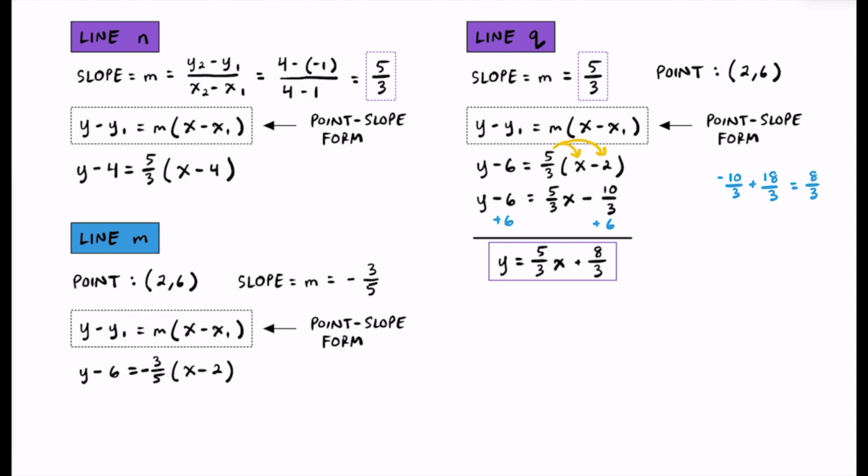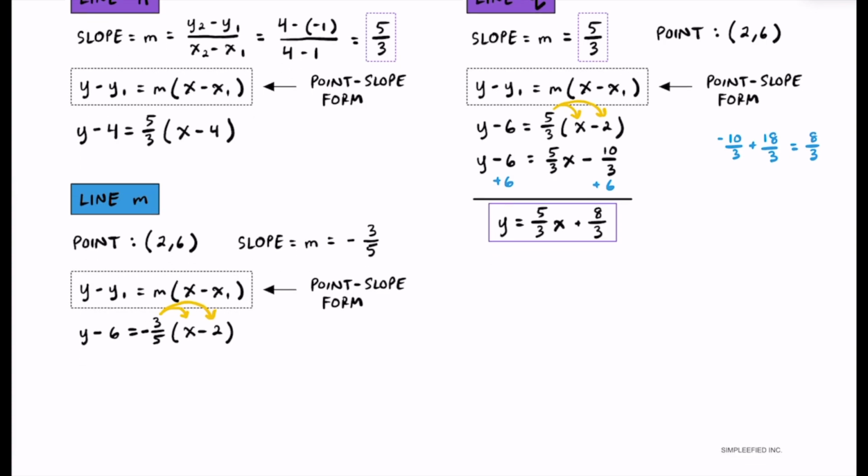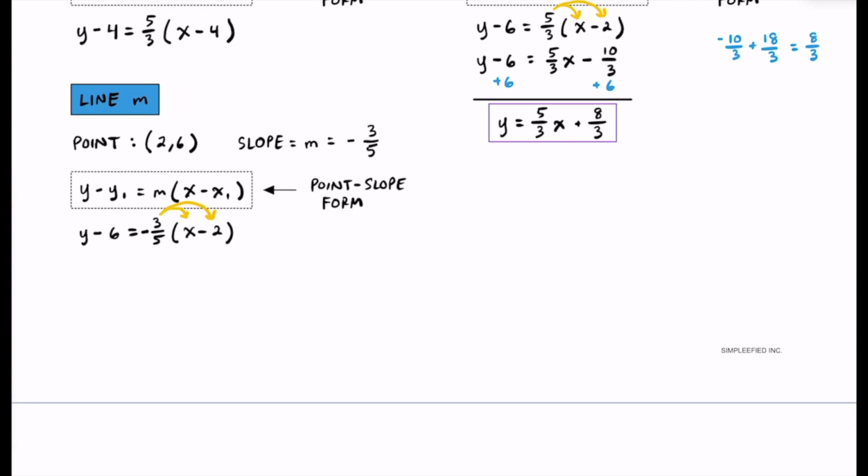But just like earlier, if we want to write this in slope-intercept form, which sometimes you or your teacher may want you to do, let's just do that momentarily here. Let's distribute. If we do that, we're going to get y minus 6 is going to be equal to -3/5 x. And then -3/5 times -2 is going to be a +6/5.